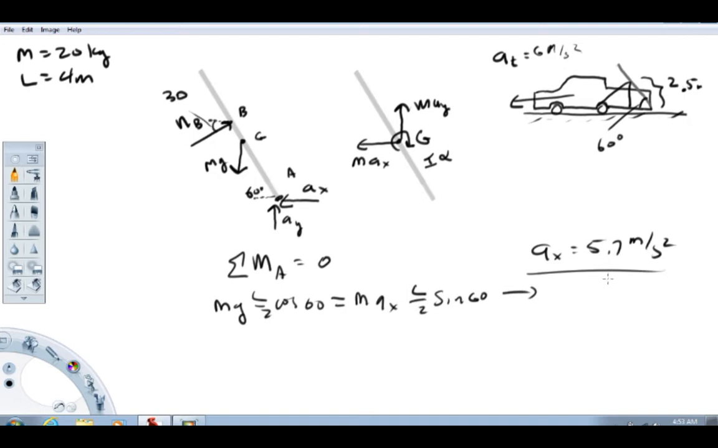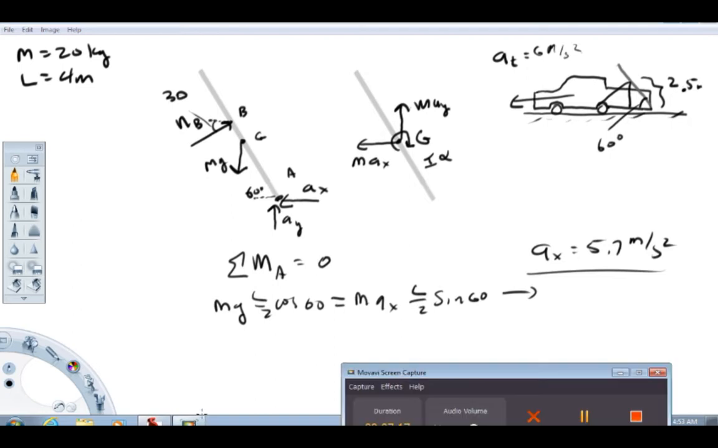now what's going to happen is this normal is in fact going to be gone. And we're going to have an AX, which is now unknown, an AY unknown, and an alpha. So now we're going to solve the problem knowing that the truck has a high enough acceleration that this ladder is going to start to rotate clockwise. So I'm going to stop this again here and get rid of work I don't need.